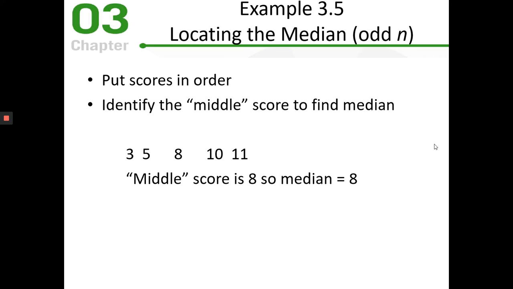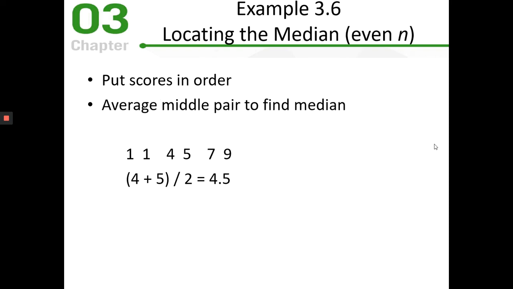The scores were 3, 5, 8, 10, and 11. To find the median, we just find the middle score. The middle score is 8. And again, with an odd number of people, the median will be an actual number in your data. If you have an even number, the median may or may not be an actual score from your data.